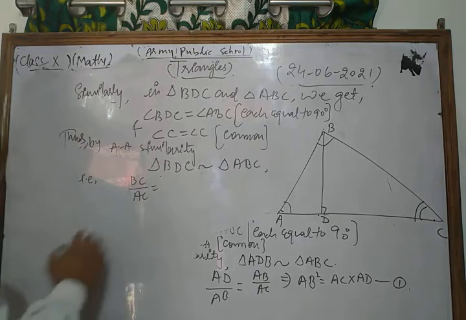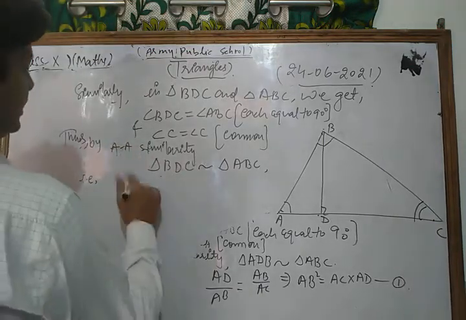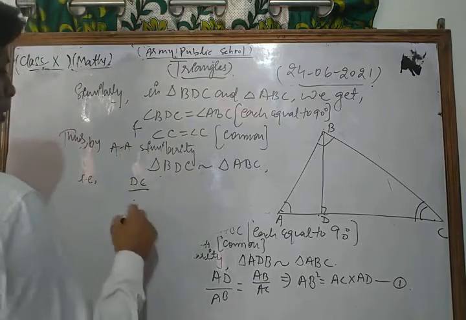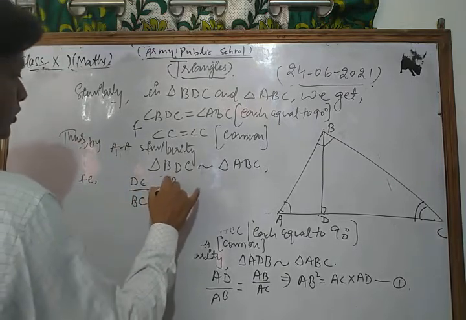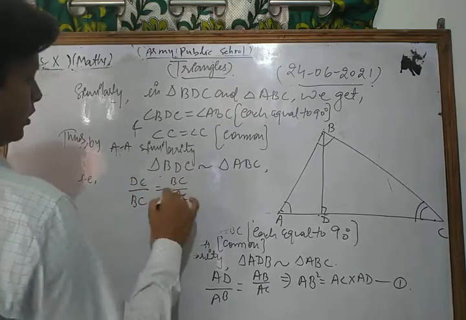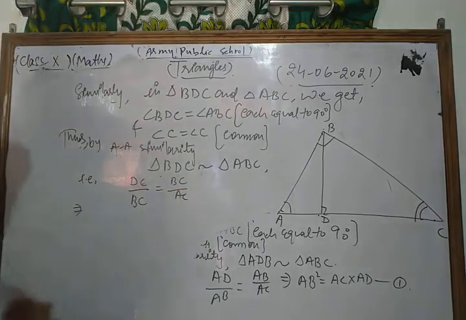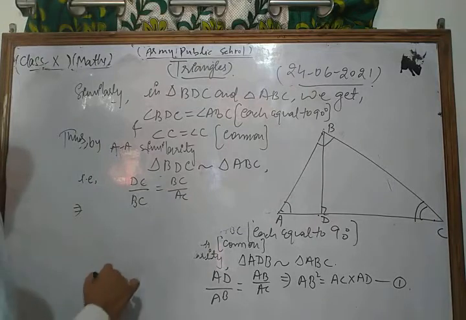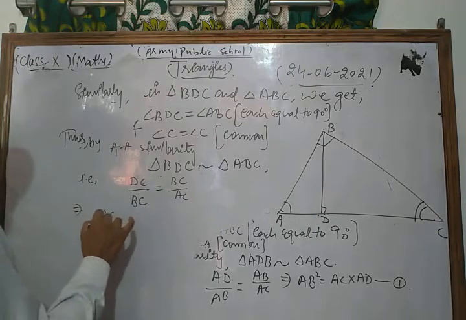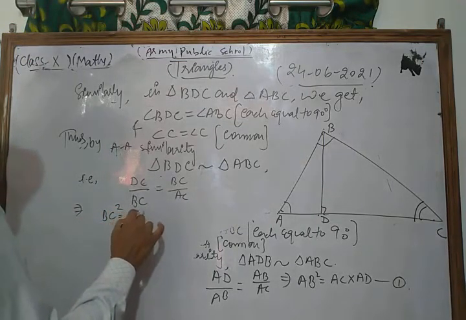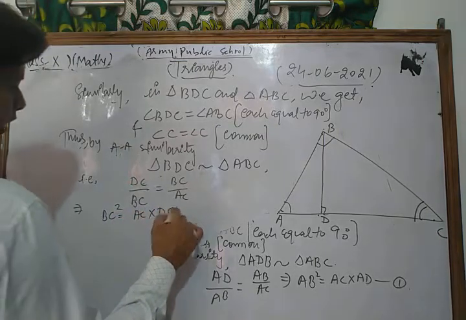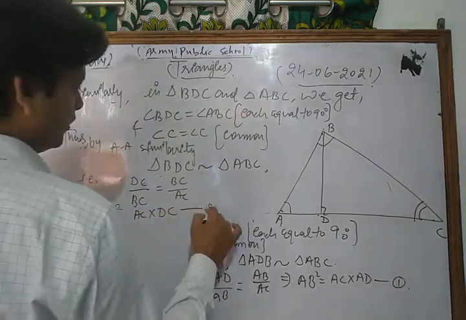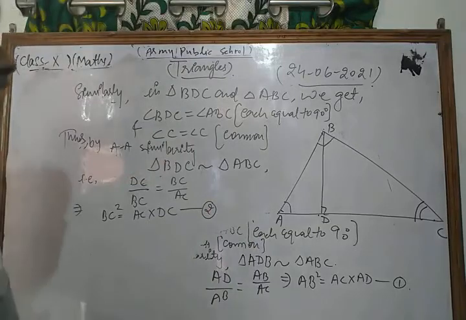So in that way, first of all we take DC. DC upon BC is equal to BC upon AC. Now we do their cross multiplication. So after cross multiplication we get BC square is equal to AC into CD, or DC. Take this as equation number 2.